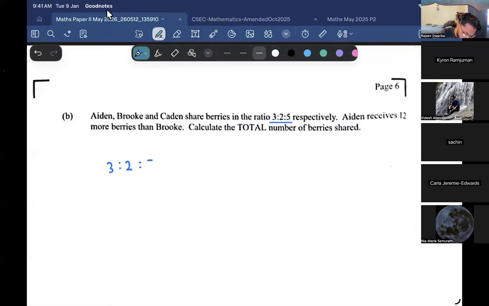Could you tell me who received 3 shares? Eden, right? Who received 2 shares? Brooke. And who received 5 shares? Keelan. Is everybody in class okay up to this point, or are you confused? Talk to me.